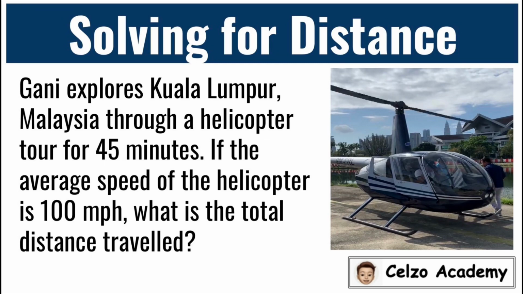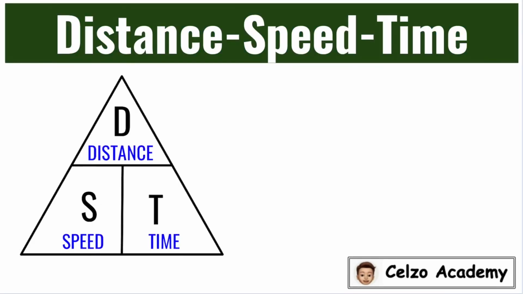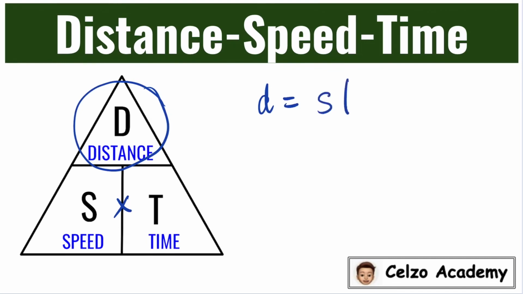Here's the detailed explanation to this problem. To begin with, do you know the formula for the distance? To solve for the distance d, we are simply multiplying s times t. So we have distance is equal to s times t.